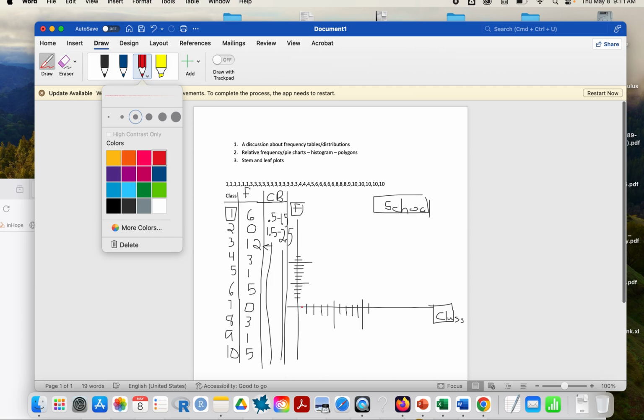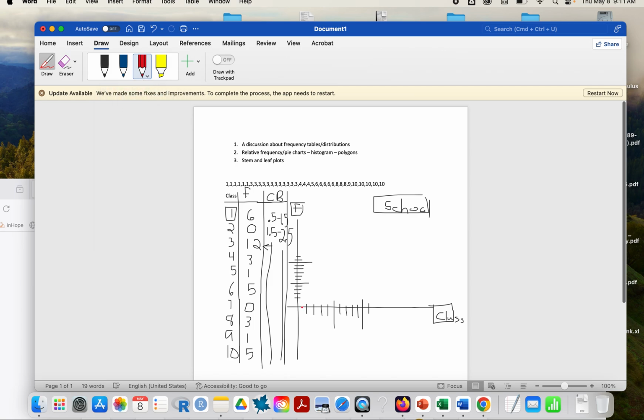So what's going to happen now is to get the bars to touch, and you can have empty bars or empty spaces. So the 6 goes from 0.5 to 1.5, and then we're going to have a 12 from the 2.5 to the 3.5. So we're going to go all the way up to the 12, and then we're going to bring it on down like so.